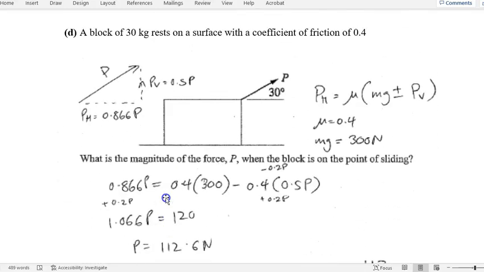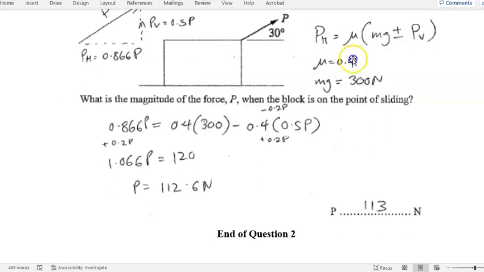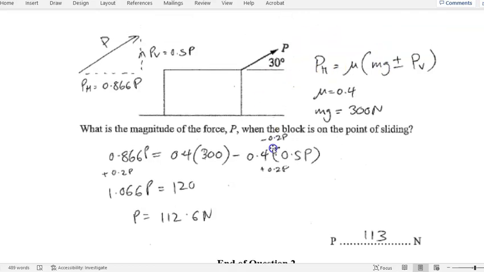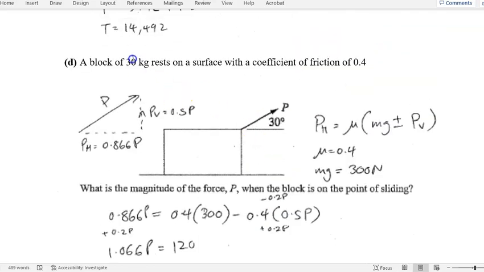Okay, so a block of 30 kilograms rests on a surface, coefficient of friction of 0.4. I had several students who remembered the Fermi friction formula, but they couldn't tell if it was plus or minus. The fact is that because we're making the box lighter, we're not actually reducing the mass or the weight of the object. What we're doing is reducing the normal reaction. So you've got to think, well, the normal reaction is normally going to be 300 newtons, but because we're lifting it, we're going to make the thing lighter.